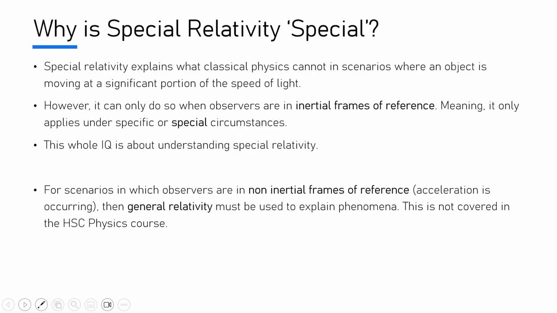But there's a limitation to this theory of special relativity. It only works when we're observing in inertial frames of reference. Therefore, we refer to this as special relativity because it only applies to special circumstances. Please note that we're going to be focusing on special relativity in this inquiry question, but there is another type of relativity, general relativity, which goes a little bit further than what we're going to be learning about and is outside the scope of the physics course. What general relativity does is account for non-inertial frames of reference and therefore applies relativity in a general sense, or in all scenarios and cases.